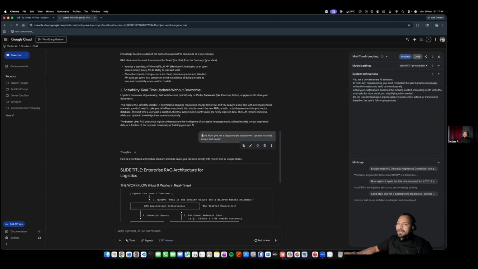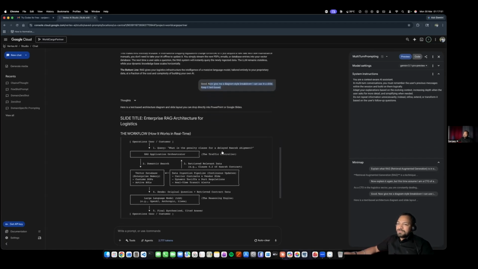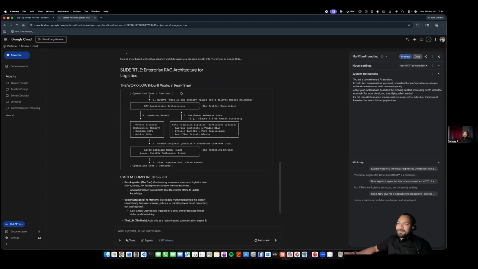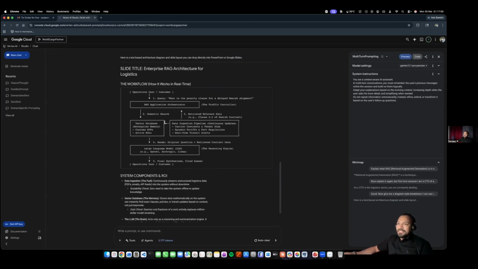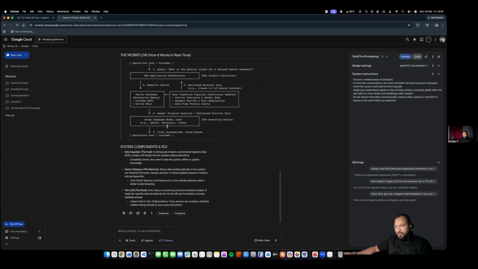Furthermore, I'm now asking, give me a diagram style breakdown I can use in a slide, keep it text based. This is what it has come up with. It has prepared one slide based on text, and it is still sticking to the RAG concept. The context is still around RAG. So you can imagine how the model is able to remember what the user has discussed two or three questions earlier. Now, if I ask something else, let us see.